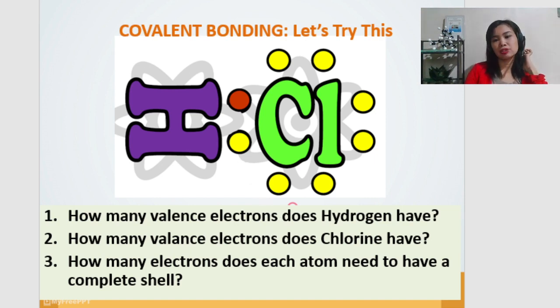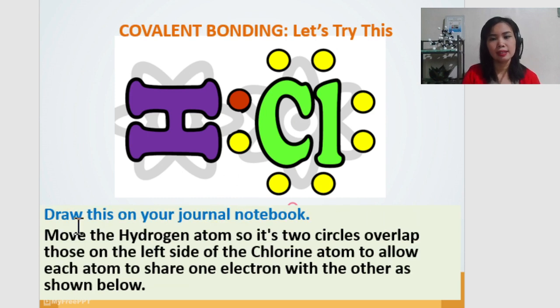And how many electrons does each atom need to have a complete shell? So hydrogen needs one, and chlorine, how many does it need? One. Okay. Next. Now, draw this in your journal notebook. You have to move the hydrogen atom to the two circles that overlap. Later, because this is sharing, we have what we call overlapping. Overlap those on the left side of the chlorine atom to allow each atom to share 1 electron with the other. Okay? Since hydrogen isn't likely to give up an electron, it must share 1 with another atom.